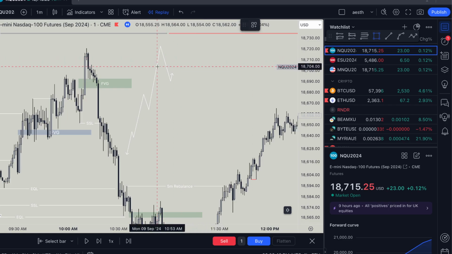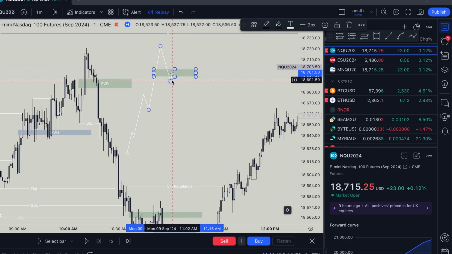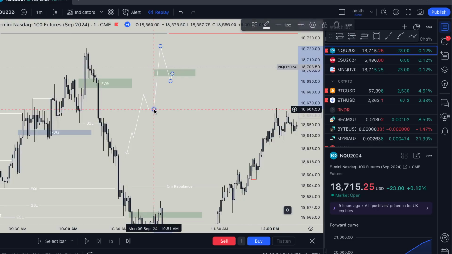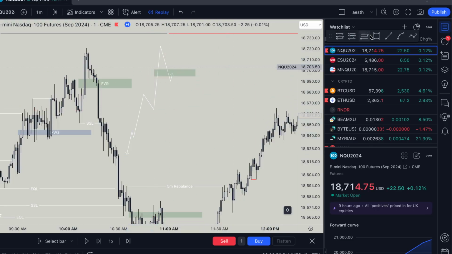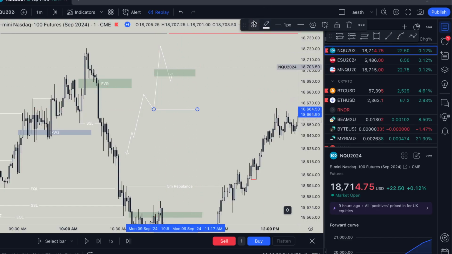So let's say we're looking for shorts here. The inversion is right here. This is our internal low right here. This is usually where we break even, or TP1 if we have a 101.